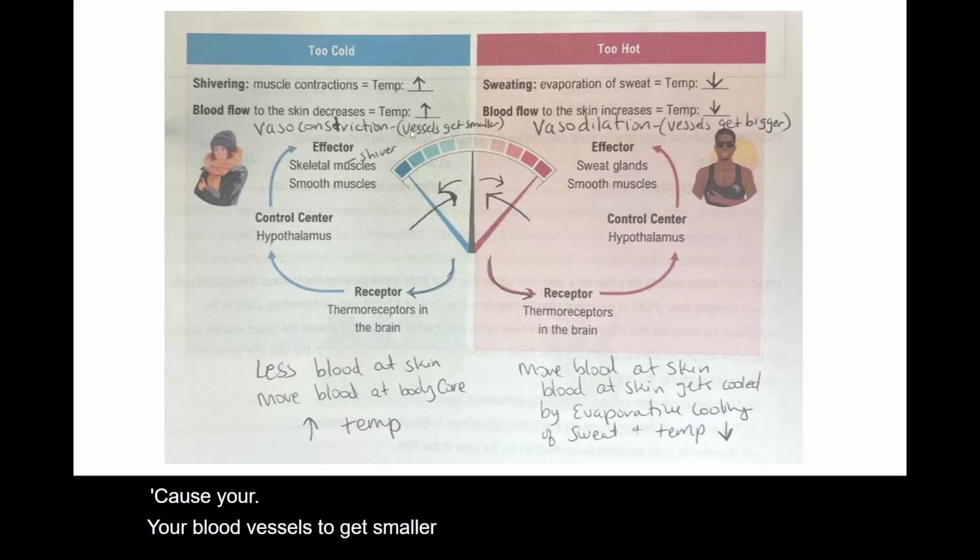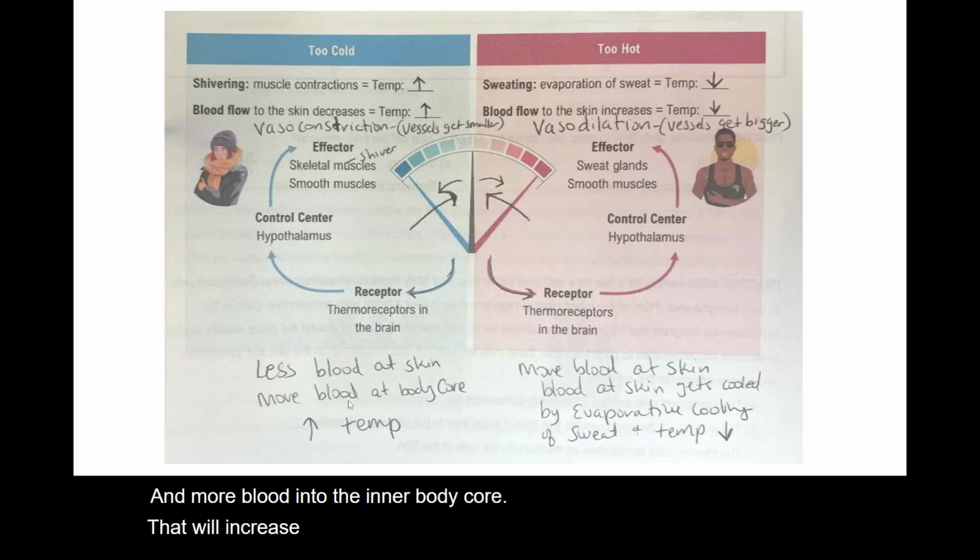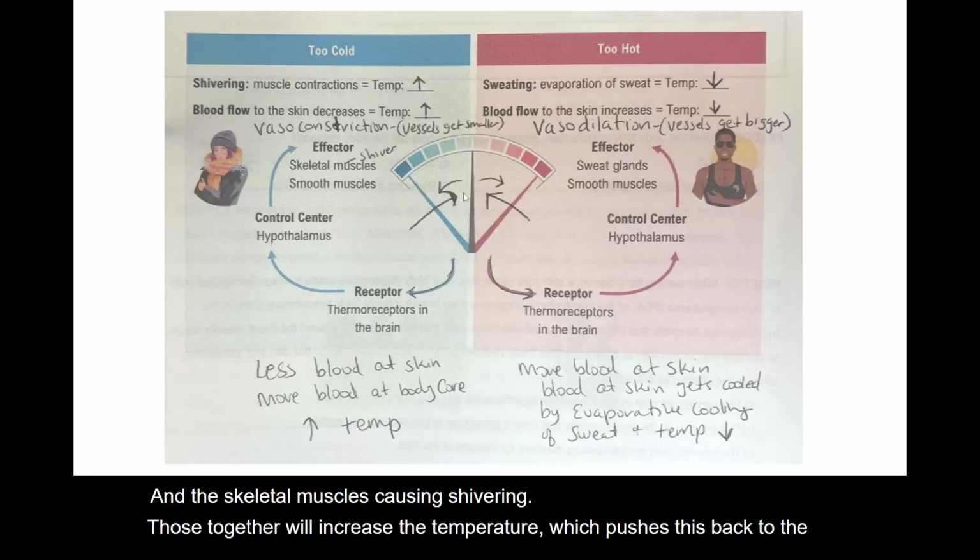Once they get smaller, you have less blood at the skin and more blood into the inner body core. That will increase the temperature. So the vasoconstriction and the skeletal muscles causing shivering, those together will increase the temperature, which pushes this back to the set point.